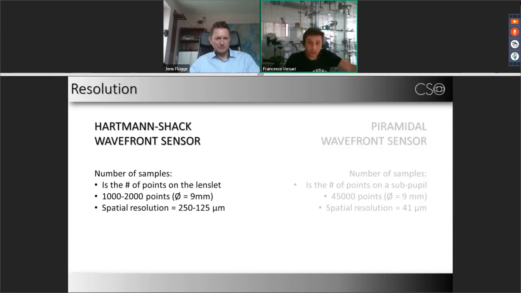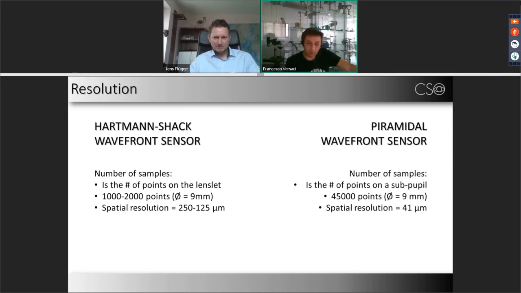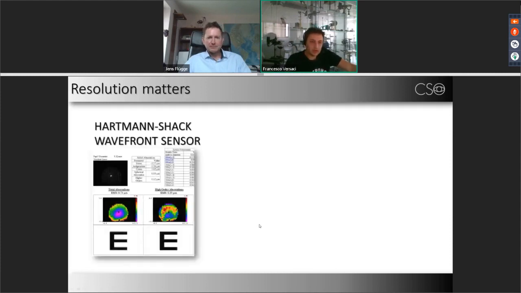The number of samples on a pyramidal wavefront sensor is nothing but the number of pixels in one of the 4 subpupils. So in our case, it is 45,000 points, which means a great resolution compared to the one of the Hartmann-Shack. So we are talking about 41 microns versus 250 or 125. This one is the reconstruction that a Hartmann-Shack sensor provides. So you can see that we have rough squares on the color image in the middle of the printout.